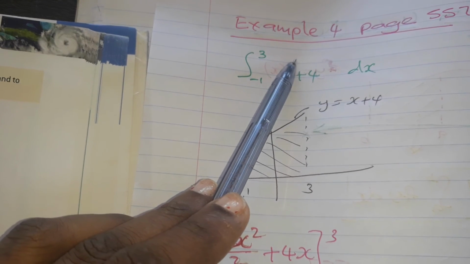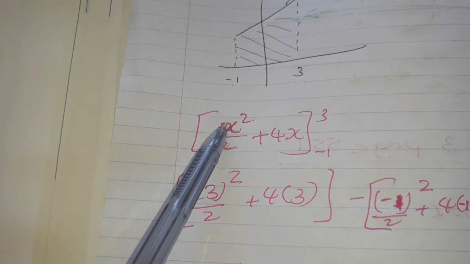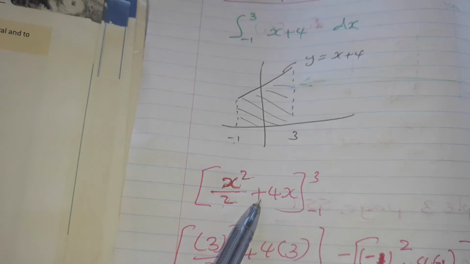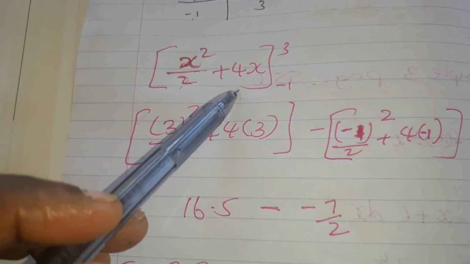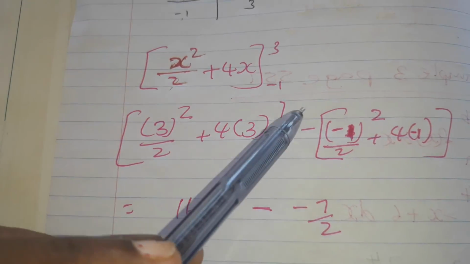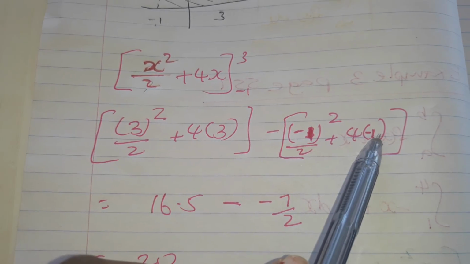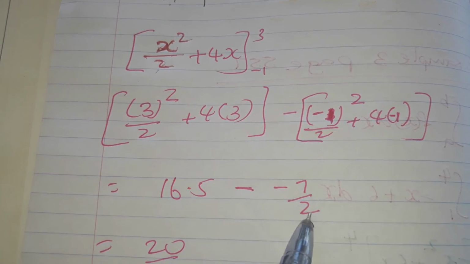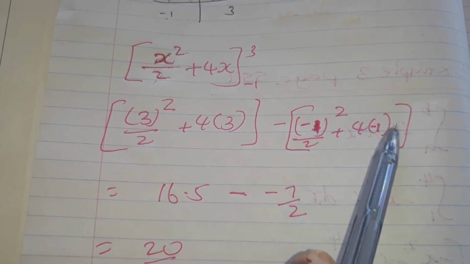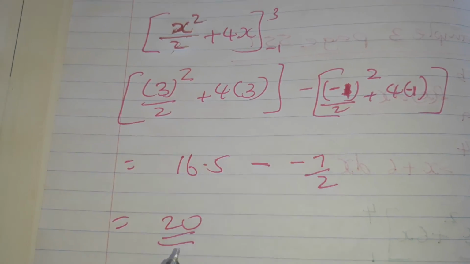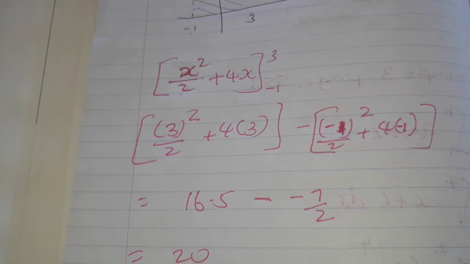I'll add 1 to the power, and at the moment my power is 1, right? So once I integrate, it will become x squared upon 2 plus 4x from -1 to 3. Then I'll be substituting 3. Once you substitute 3, you get 16.5. That minus sign comes here. And then once you substitute -1 in the bracket in place of x, you get -7/2. Keep in mind that negative sign is there. And then minus the answer from here, which is -7/2. Once you plug that on your calculator, you get the answer 20. So 20 units squared is the area under that curve.